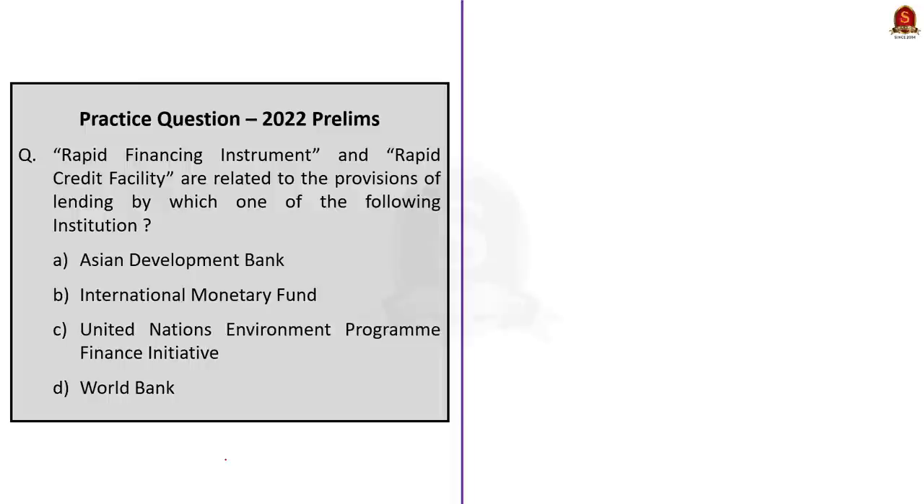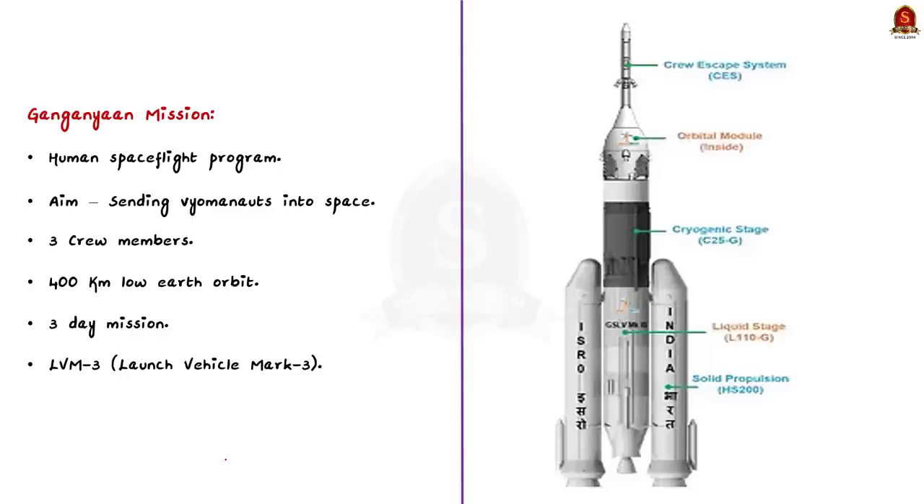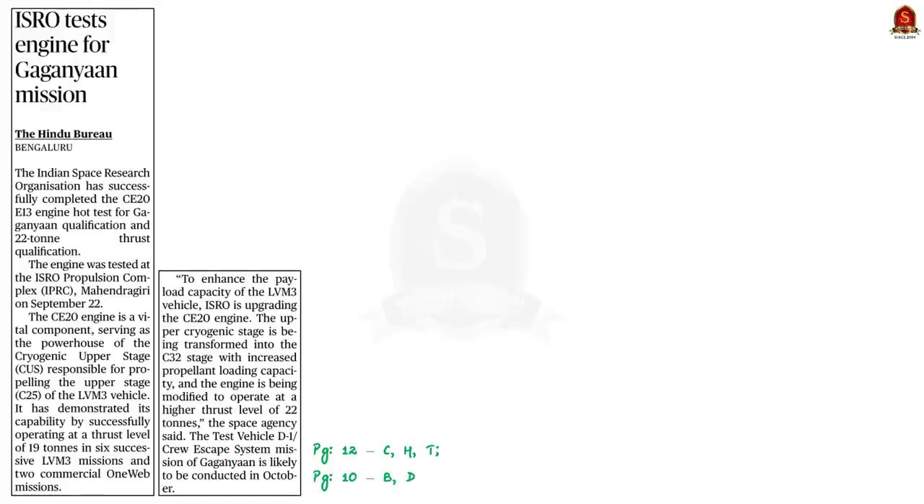Now let us move to the next topic. Have a look at this news article. It says that ISRO has successfully tested CE-20 engine that is to be used for Gaganyaan mission. This CE-20 engine will power the cryogenic upper stage of Gaganyaan mission. So this is about the news article. In this context, let us see important points about Gaganyaan mission.